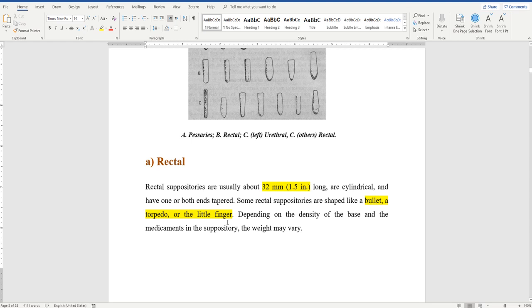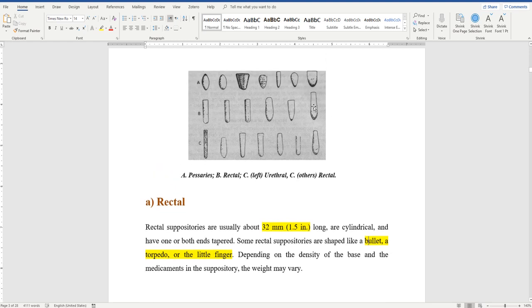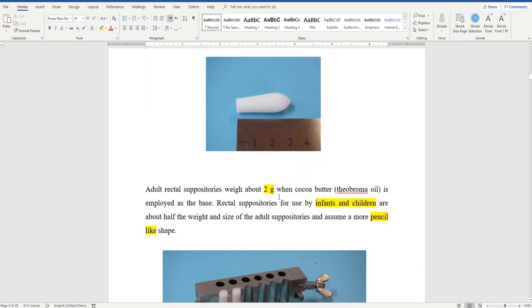Now, what about the weight? Of course the weight varies according to the base that we are using. In this suppository, what is the base and how much drug is there? This will affect the weight. But for adults, it will be about 2 grams when we are using cacao butter. You should remember that the other name for cacao butter is theobroma oil.